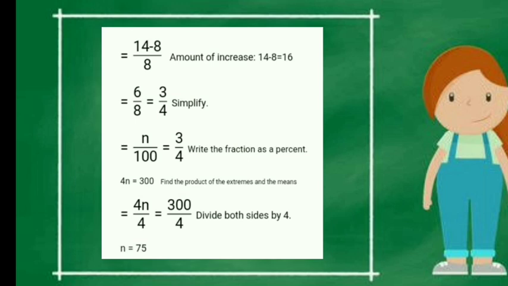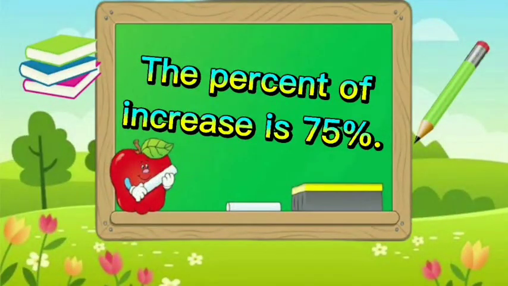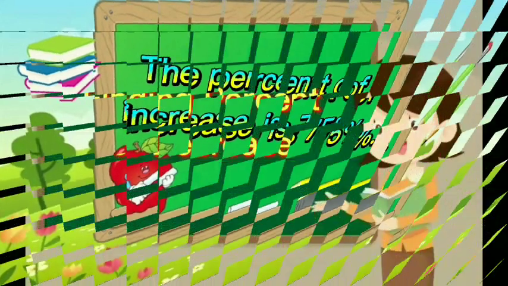So we need to write the fraction as a percent. So n over 100 is equal to 3 over 4. To find the product of the extremes and means, 4n equals 300. So we need to divide both sides by 4. So 4n divided by 4 is equal to 300 divided by 4. n is equal to 75. And you will get the answer, and the percent of increase is 75%.